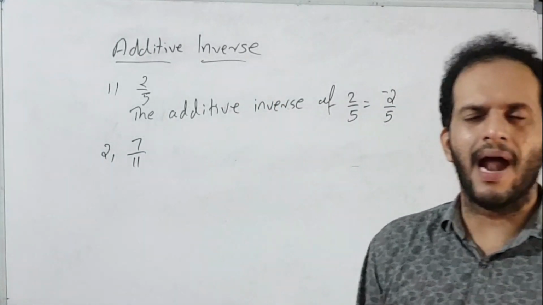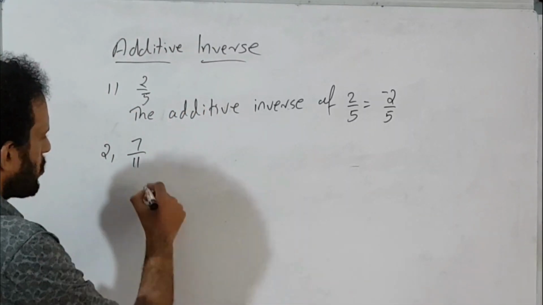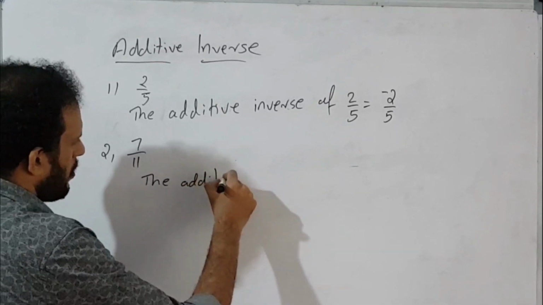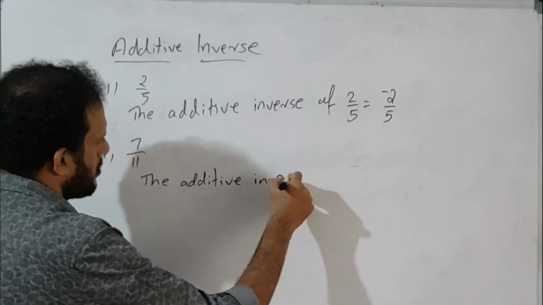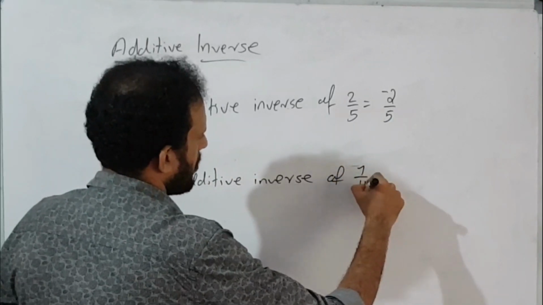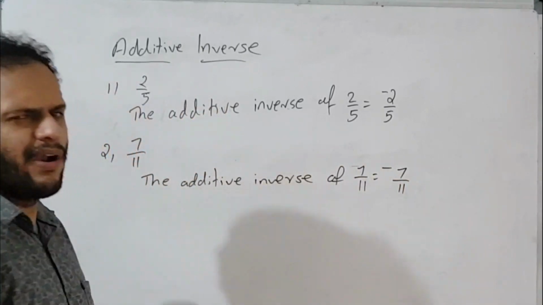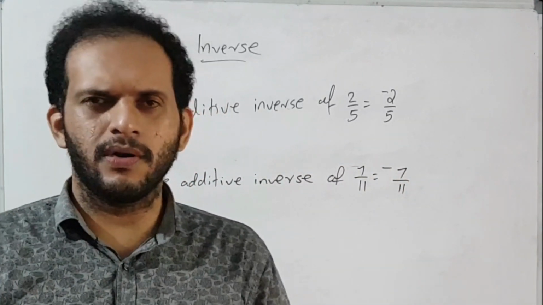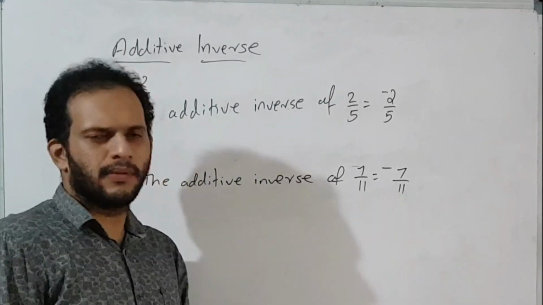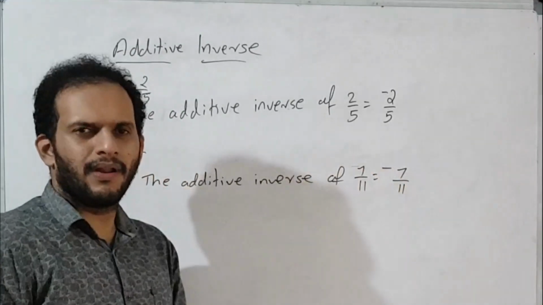How do we write the additive inverse of 7 by 11? It is equal to minus 7 by 11, correct? Then what is the difference between the number and the additive inverse? There is no difference in the magnitude, correct? Only the difference in the sign.